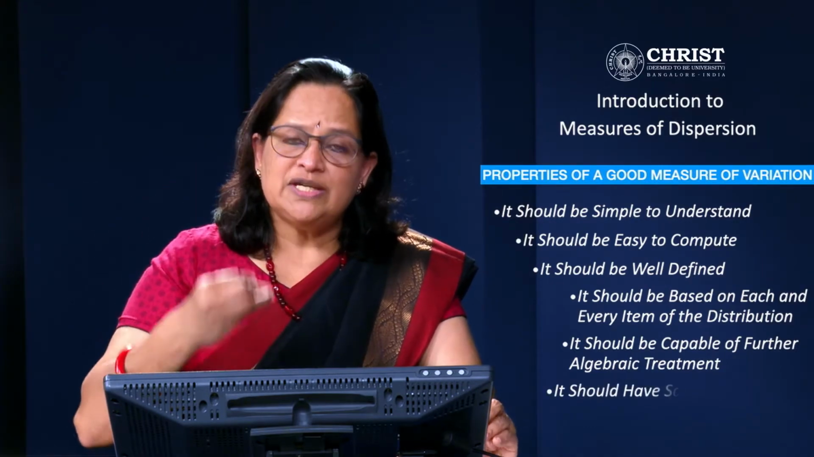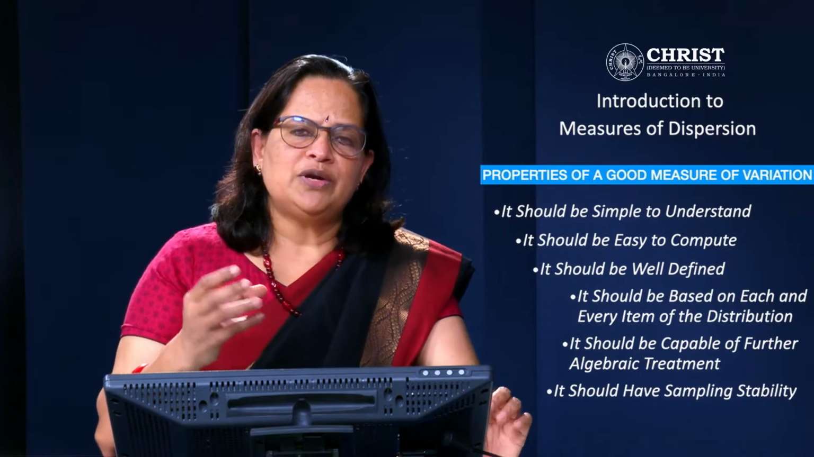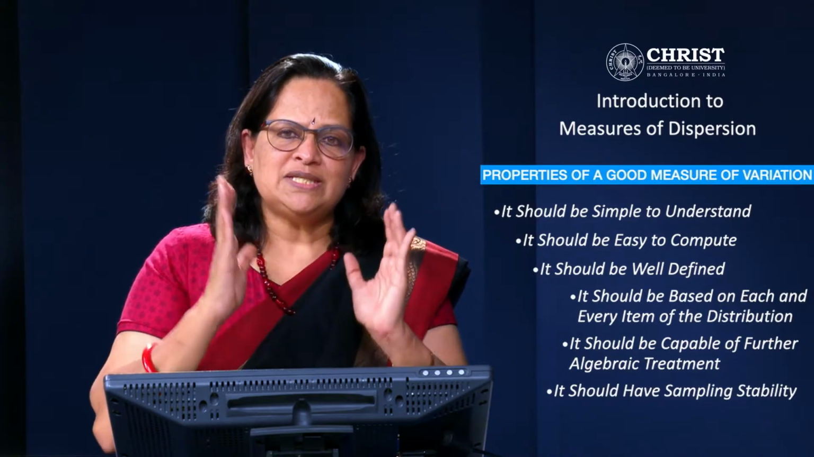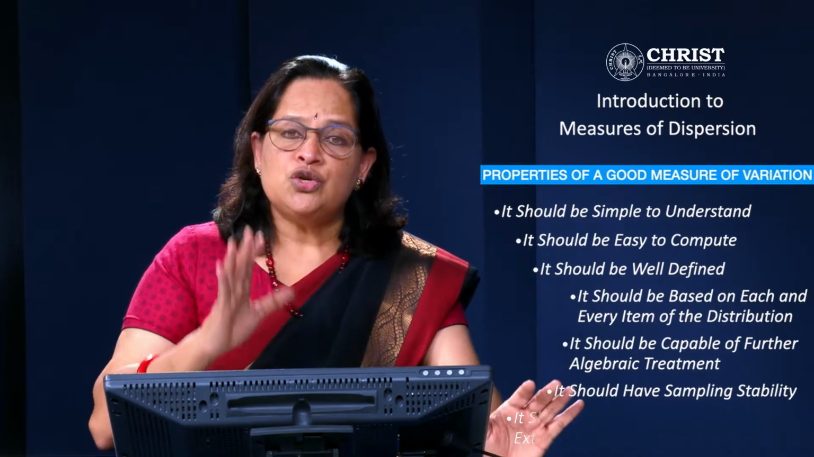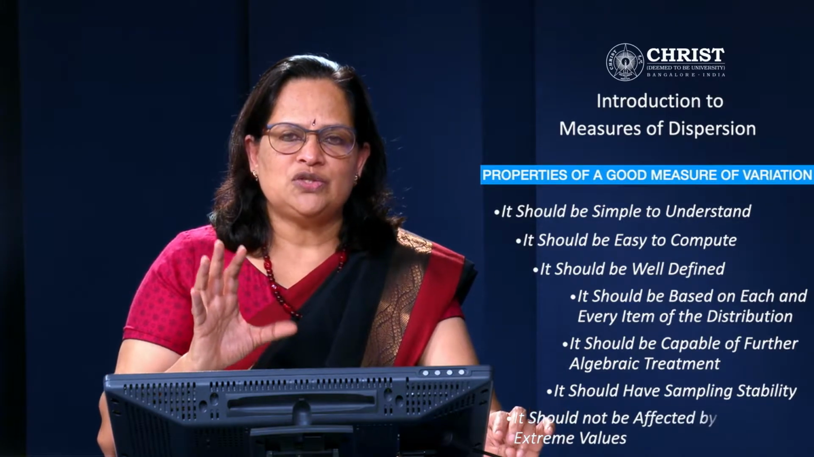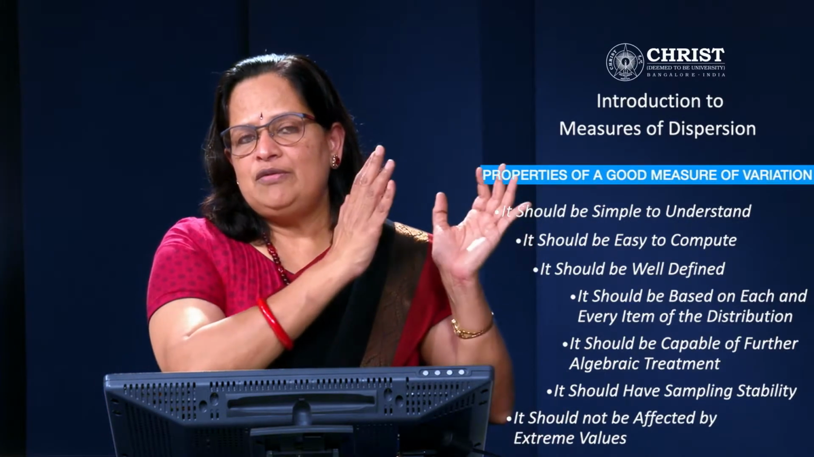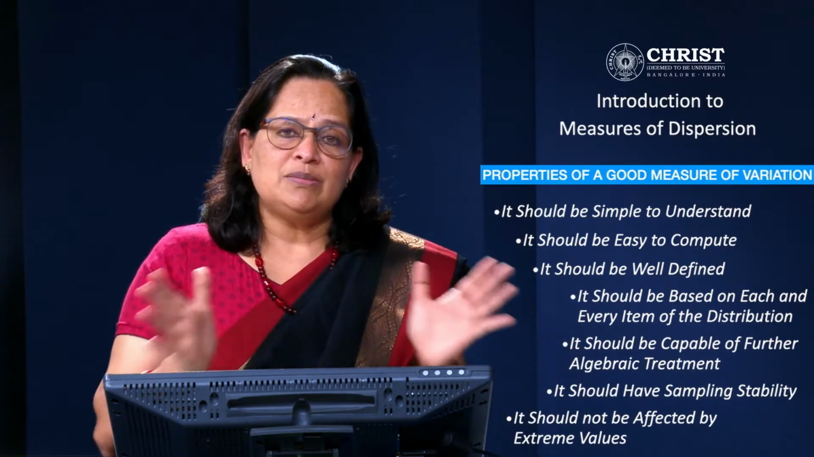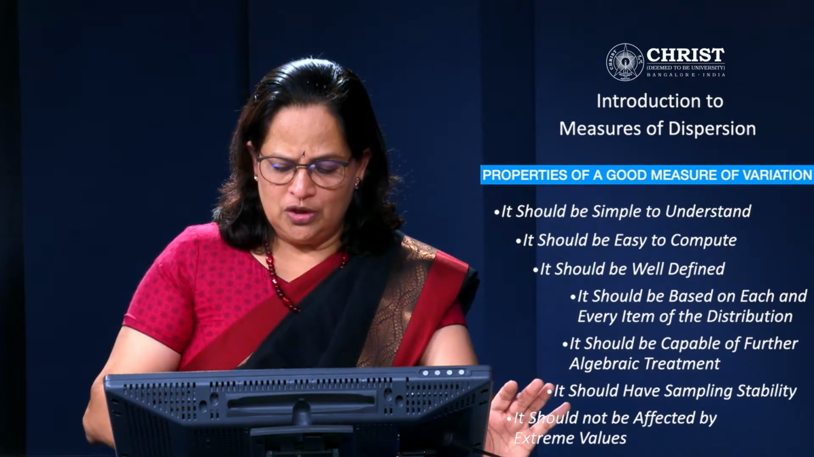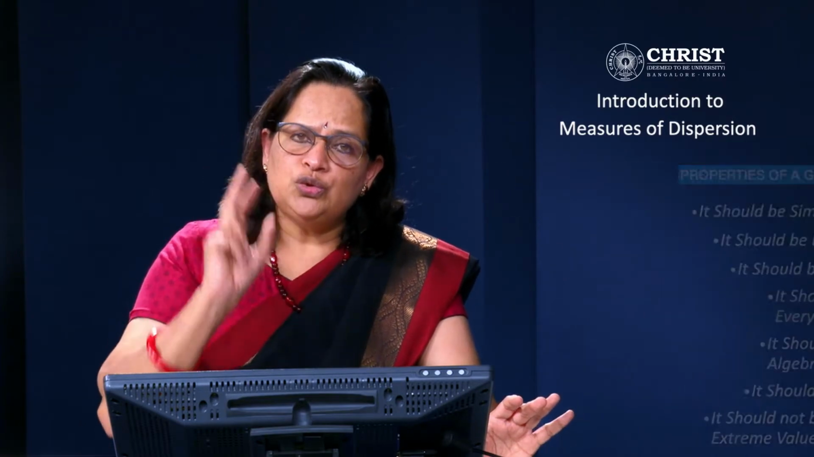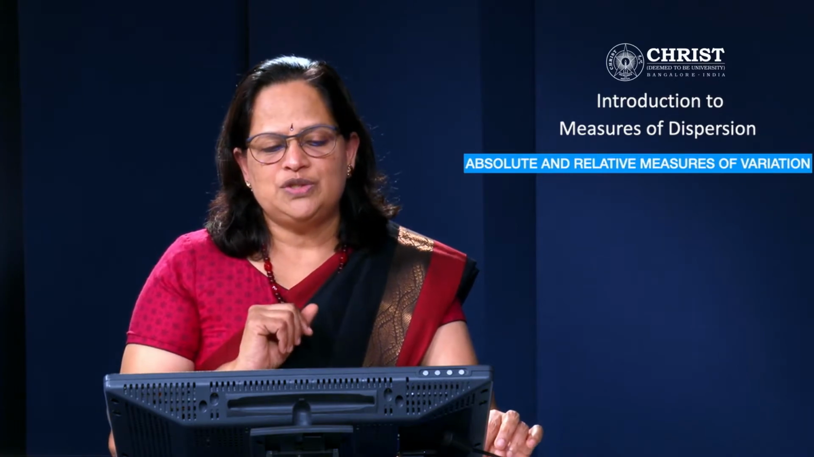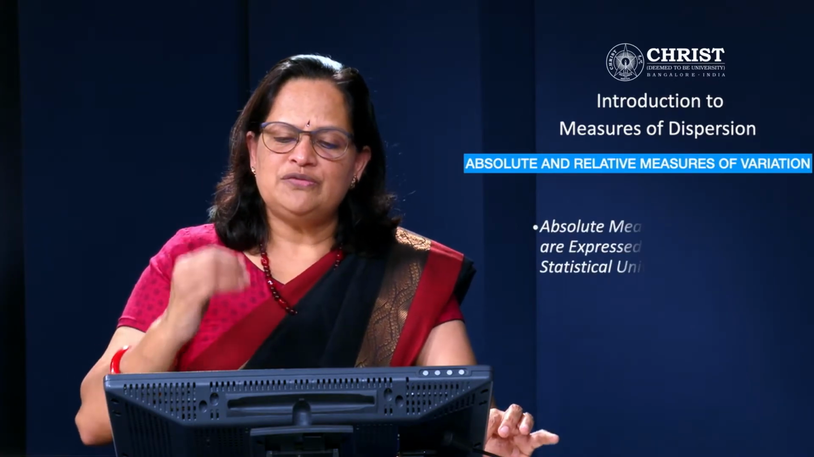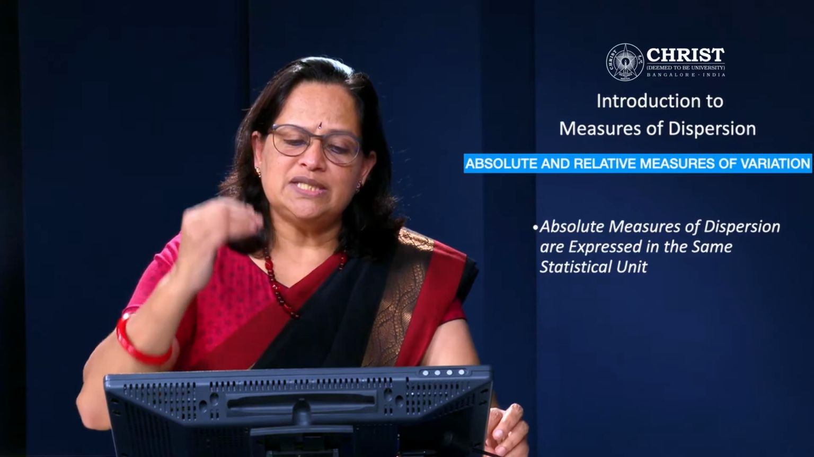Then it should have sampling stability. So it's very important. The value should not be affected by sampling fluctuations, and it should not be affected by extreme values. So that is also very important. If one value, the opening value or the closing value, is totally different from the other values, computation should not get affected. Then two things you have to remember: absolute measure of dispersion is there and relative measure of dispersion is there. So absolute measure of dispersion is expressed in the same unit.